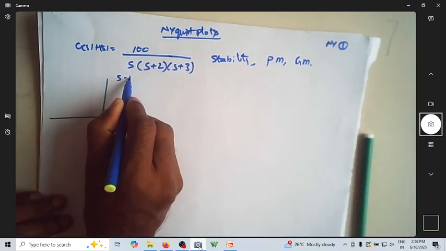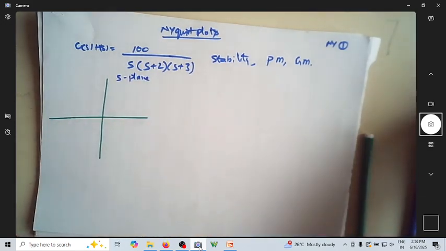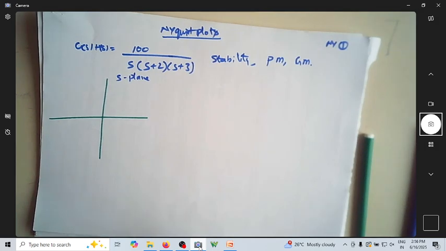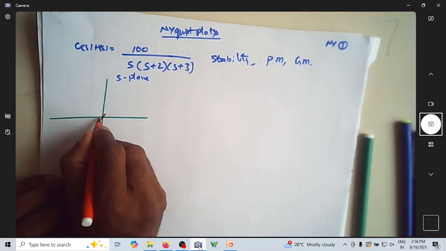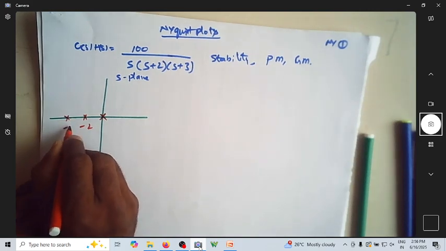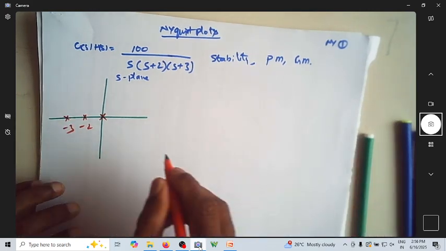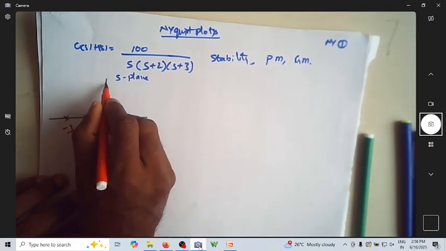So this is the S-plane where the poles and zeros are located. Let us locate the poles and zeros. Now there is a pole at the origin, a pole at -2, and a pole at -3. Let us draw the Nyquist contour. This is the Nyquist contour.